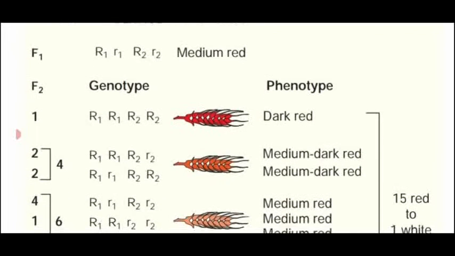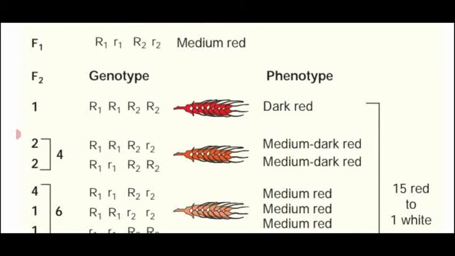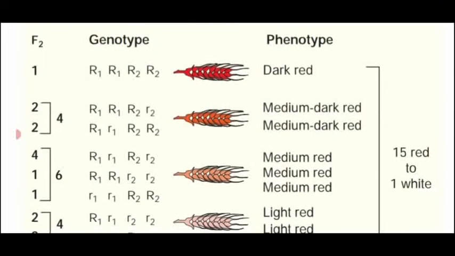Once again, the F1 is selfing. We are getting different genotypic ratios and phenotypic colors. First one, all are capital R, 4 R is there: R1 R1 R2 R2. So 4 capital R genes, and the color of the wheat is dark red. Second one, 3 capital R is there, so that is medium dark red kernel color.